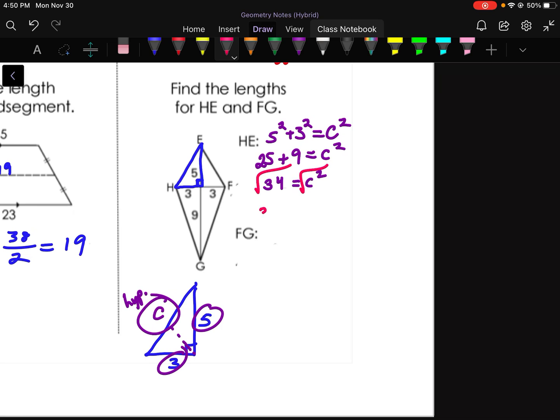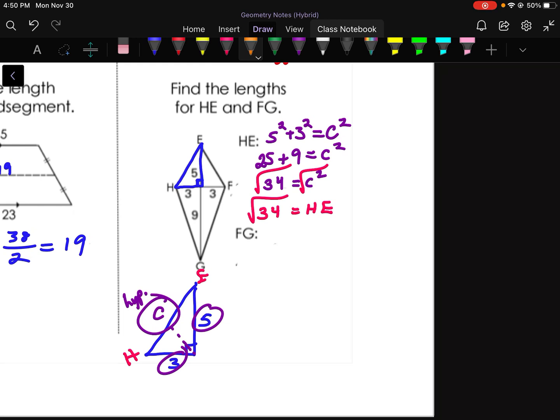And there's no square root of 34. And I believe we're going to leave everything in radical form. Let's just go with that for now. So that means that C, which was also HE, is the square root of 34. I'm going to leave this next one for you.